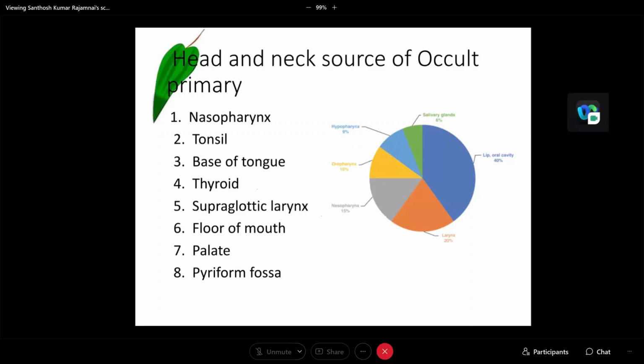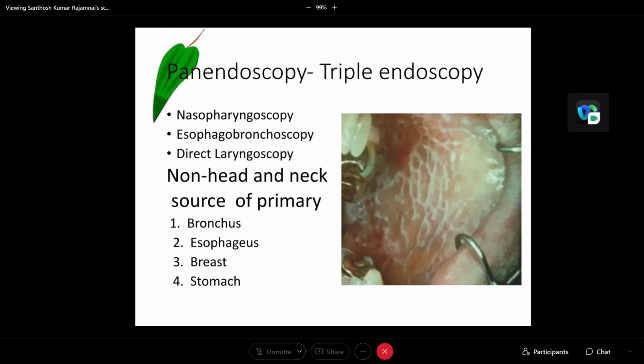Okay, so this slide should have come before. What are the most common sources of the occult primary? Nasopharynx, tonsil, base of tongue, thyroid, supraglottic larynx, floor of mouth, palate, and piriform fossa. And how do you make a diagnosis? You do pan endoscopy, also called triple endoscopy. What does it include? Nasopharyngeal endoscopy, esophagobronchoscopy, and direct laryngoscopy.